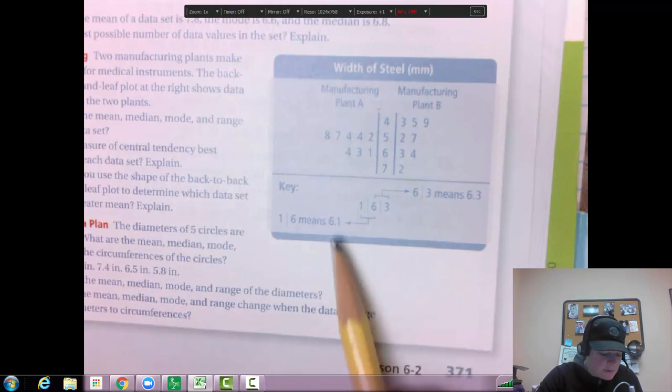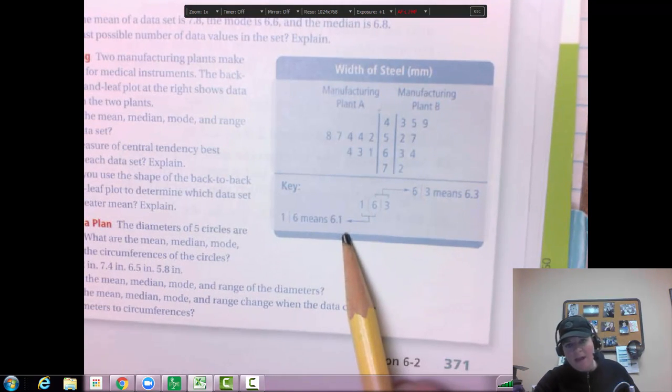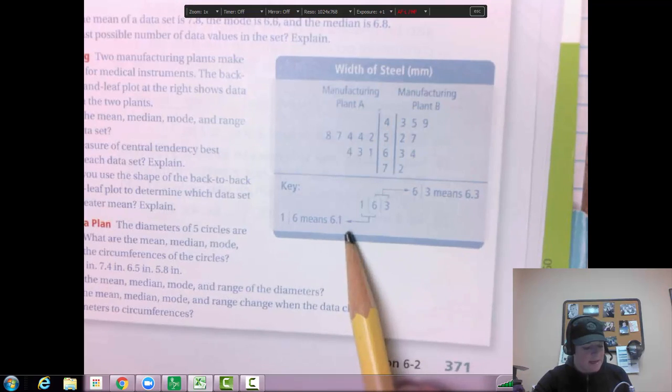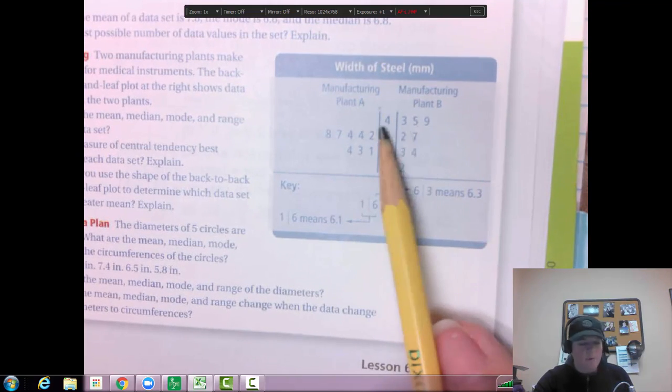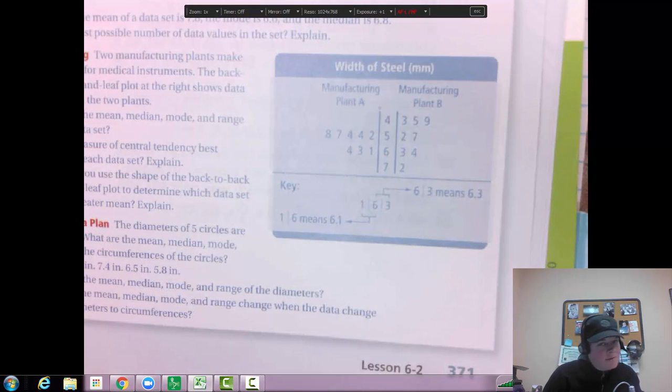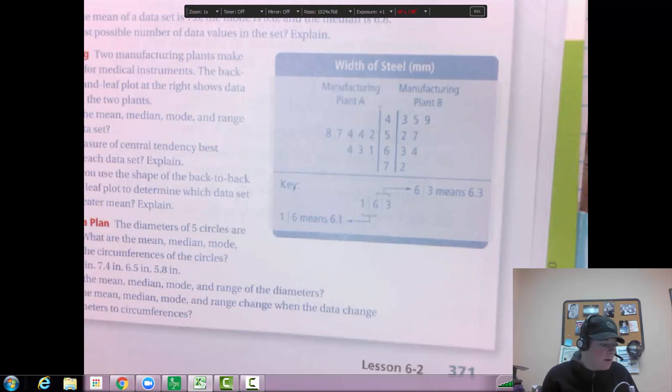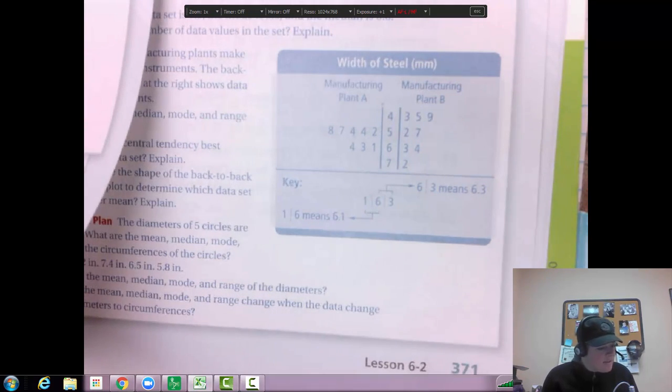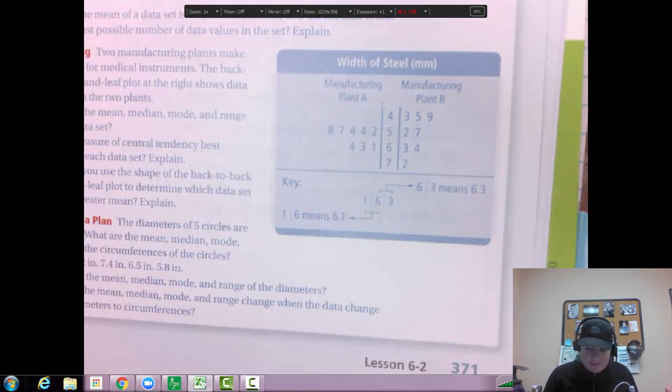Oh, but they want a dot between these ones. I have not seen that in a long time. So instead of 43, it's 4.3. So I guess I should look at their key. So typically you won't see it with the dot. Typically you'll see it as a bigger number. But I'll show you that. Otherwise, this is about it for 6.2: mean, median, mode, and your range.